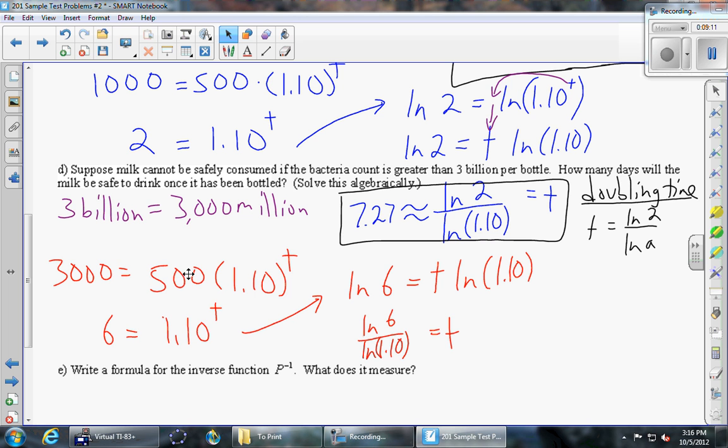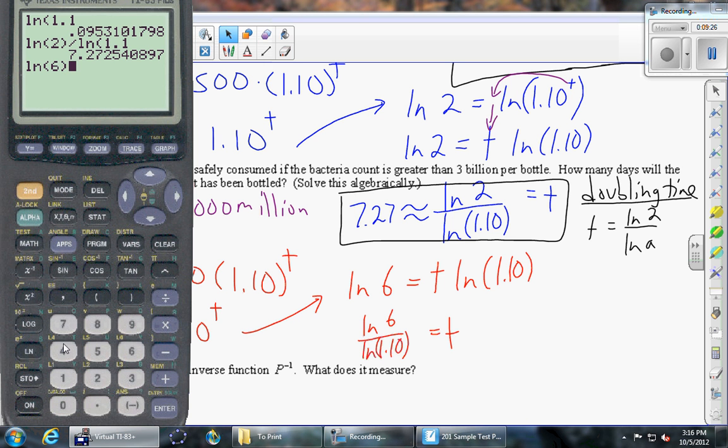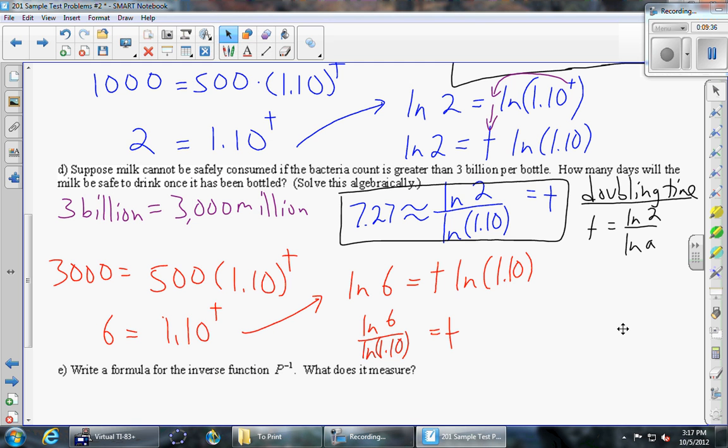3 doubles. And every double is about 7 days. So 2 doubles is 14 days, and 3 doubles is 21 days. So looking for something in between 14 and 21 when we type this thing in. So let's see how close that is. ln of 6 divided by ln of 1.10. And again, something between 14 and 21. So that answer is reasonable, about 18.8 days.